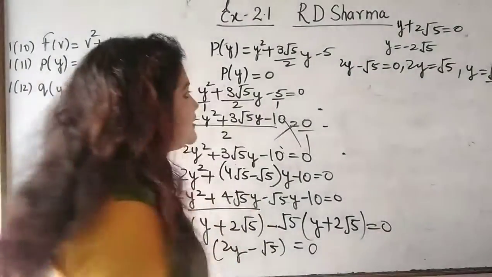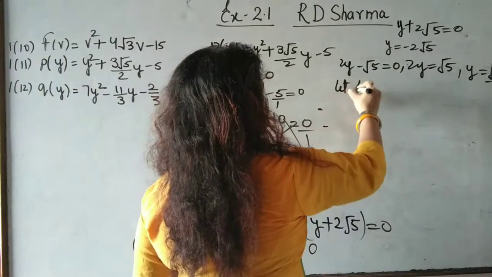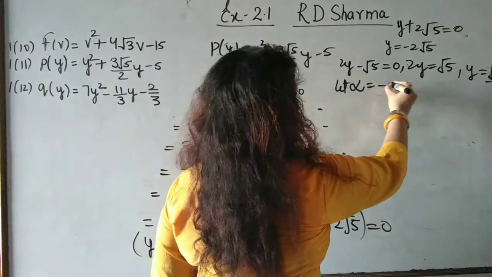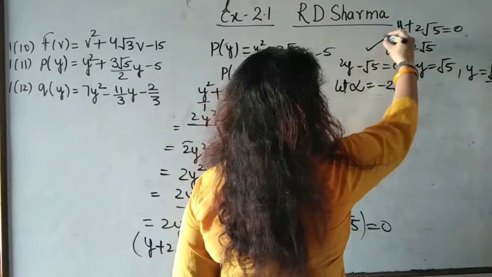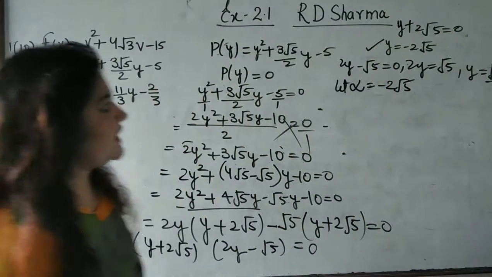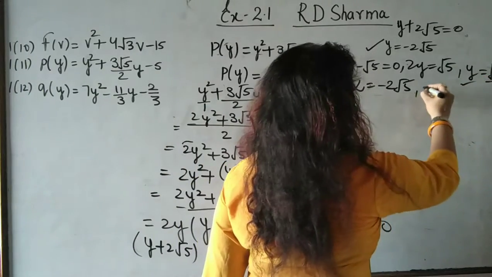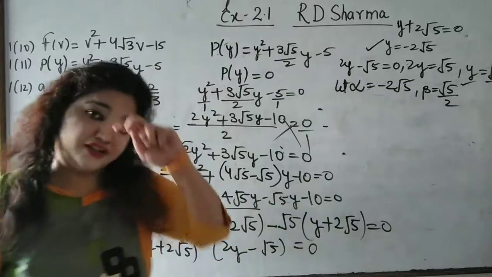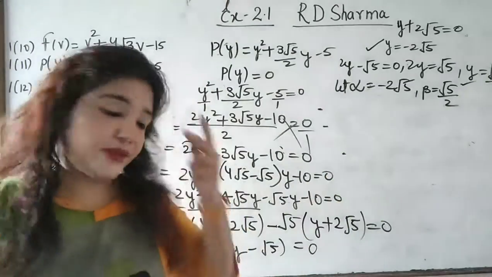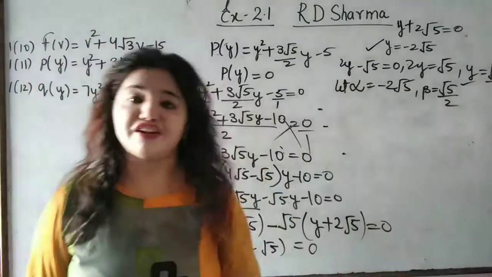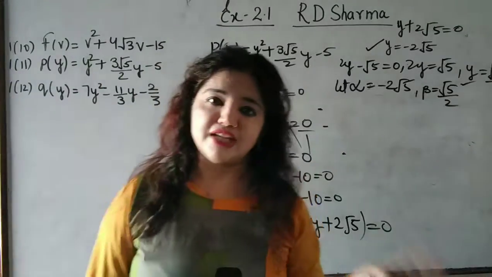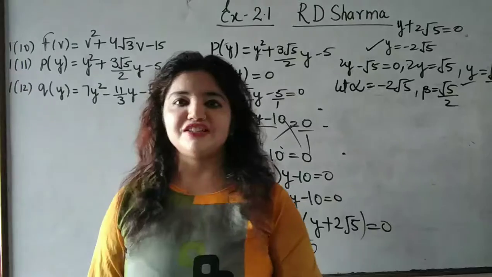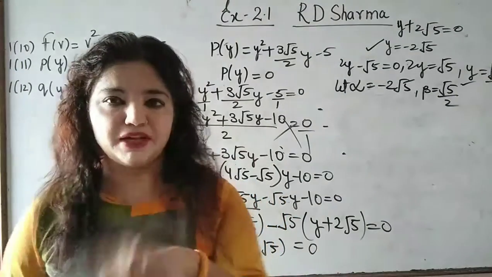Is that okay? So now let's assume, let alpha is equal to minus 2 root 5 and beta is equal to under root 5 by 2. Okay, so we have calculated the zeros of the polynomial and now we have to verify the relation between the zeros and coefficients of this polynomial. So what step are we going to do now? Alpha plus beta.